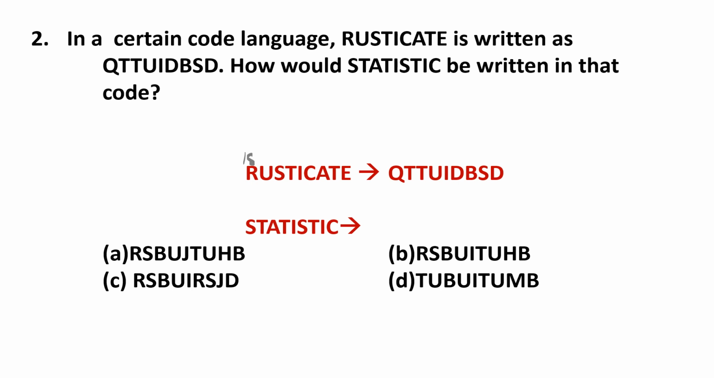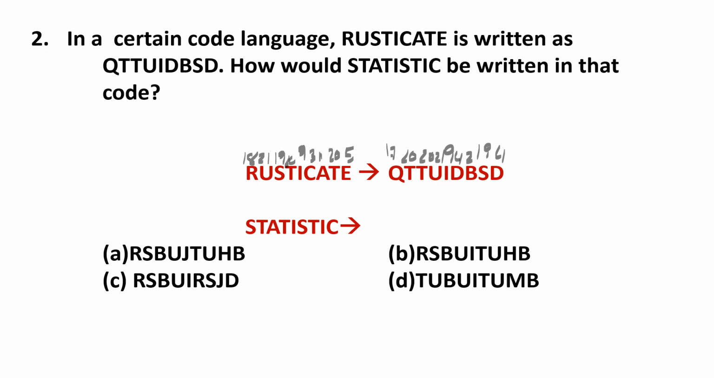Rusticate means R means 18, U means 21, S means 19, T is 20, I is 9, C is 3, A is 1, T is 20, E is 5. Here also I am writing the positions: Q is 17, T is 20, again T is 20, U is 21, I is 9, D is 4, B is 2, S is 19, D is 4. I have written the positions here.